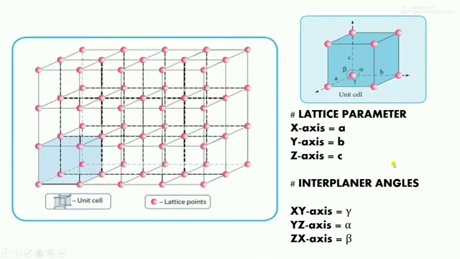And in this figure we can see lattice parameters. X-axis intercept a, Y-axis intercept b, and Z-axis intercept c. Here we can also see interplanar angles. XY axis equals angle gamma, YZ axis equals angle alpha, and ZX axis equals angle beta.